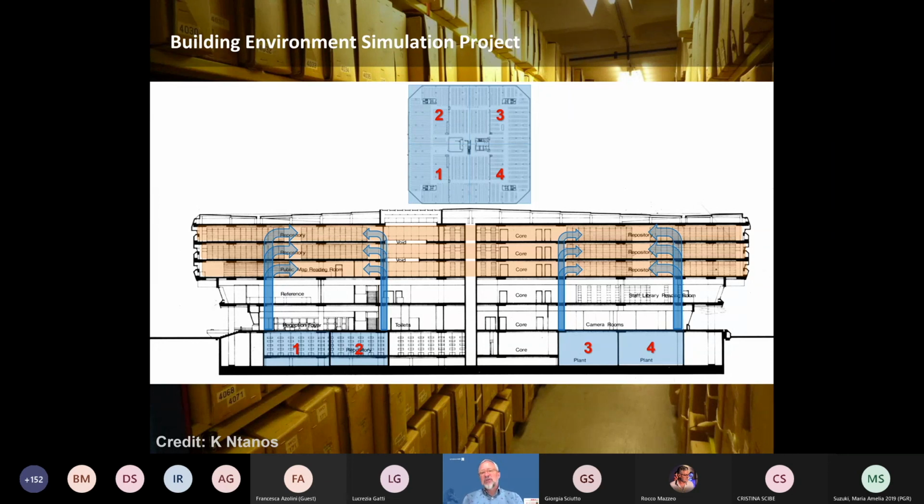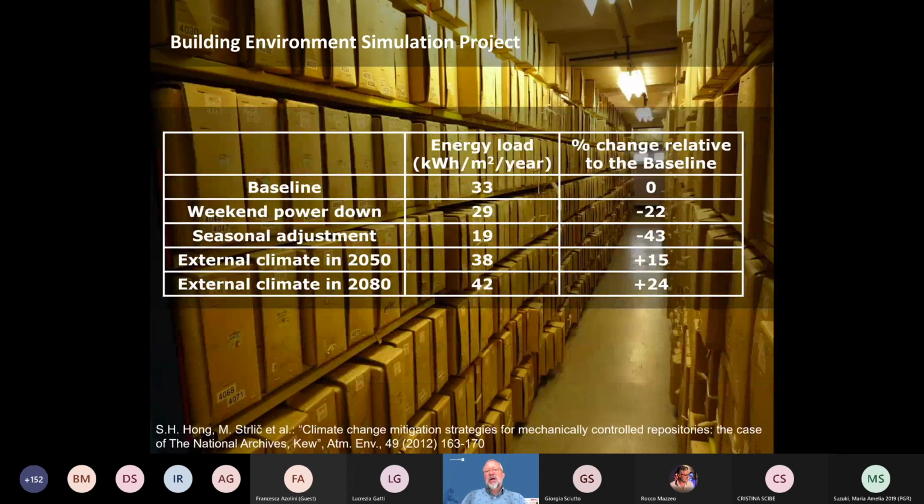For a very long period of time, library standards required that the temperature in repositories should be kept at 18 degrees centigrade, and that the relative humidity should be kept at 50%, plus minus a very narrow interval of temperature and relative humidity. However, that is incredibly energy demanding, and we calculated that with those demands, the baseline energy use in kilowatt hours per square meter per year was 33.